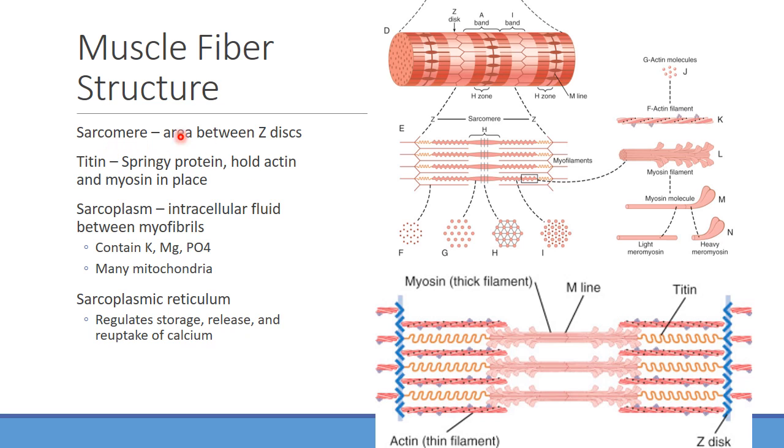So again, that sarcomere is going to be the area between Z discs that ends up getting shortened. There's also this titin molecule. It's kind of a springy protein. You can kind of see the titin here. This kind of elastic protein, and they basically are working to hold the actin and myosin in place, kind of help things to stay coordinated with one another.